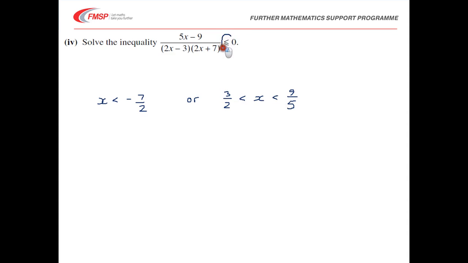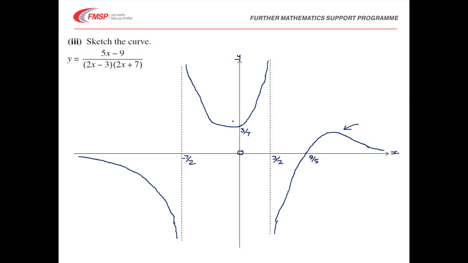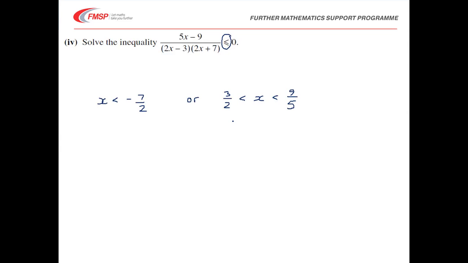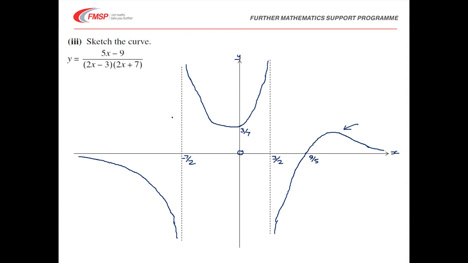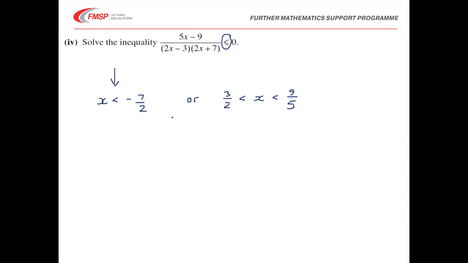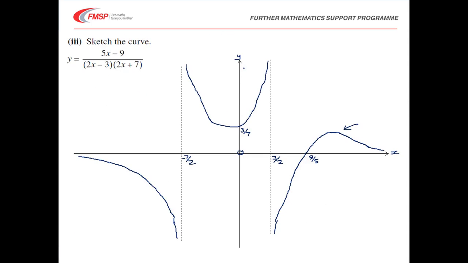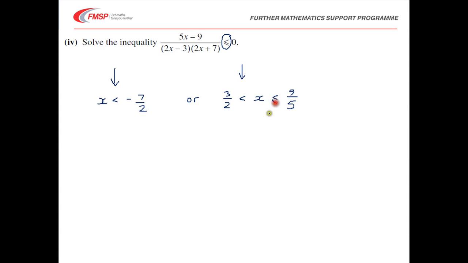Now, we've got a less than or equals to. It's always a good idea to start by writing down strict inequalities and then to examine carefully whether x can actually equal the boundaries. So if we look back at the graph, we can see that x can't be equal to minus 7 over 2. So we need a strict inequality in there. It can't be equal to 3 over 2 either, so we need a strict inequality there. But x can be equal to 9 over 5, at which point y is equal to 0. So we can put an equals in there.